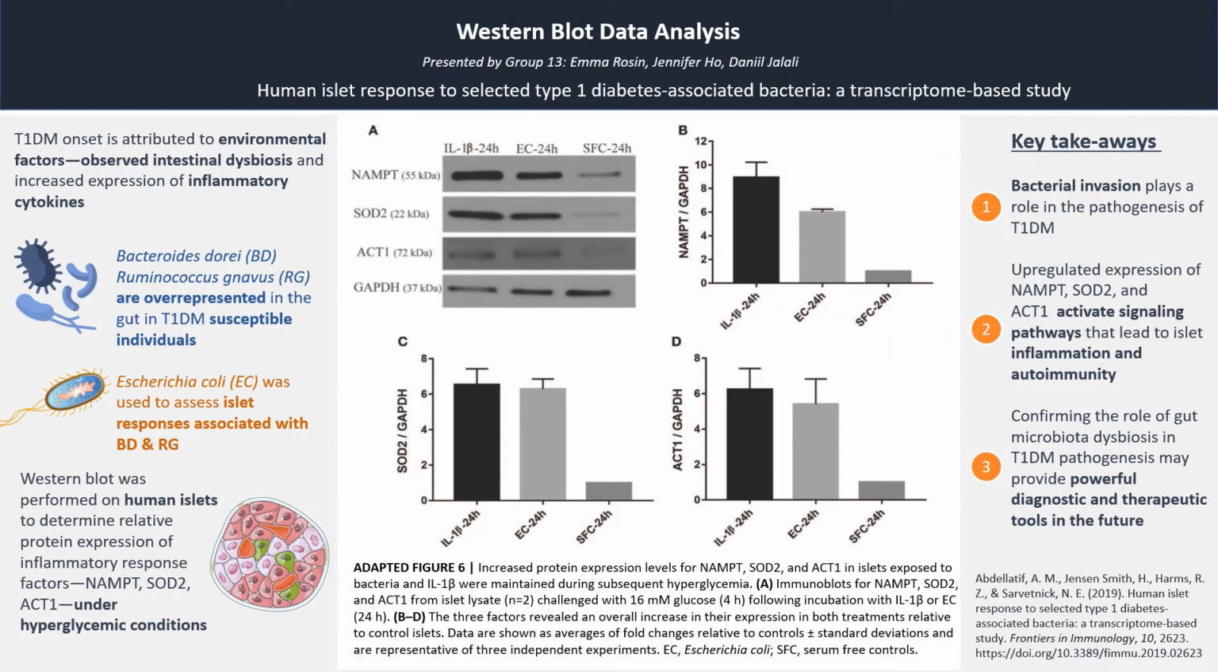These findings indicate that bacterial invasion plays a role in type 1 diabetes pathogenesis through activation of islet antimicrobial response, because upregulated expression of all three factors is thought to activate signaling pathways that lead to islet inflammation and autoimmunity. But the small sample size of 8 healthy donors limits the strength of the conclusions drawn.